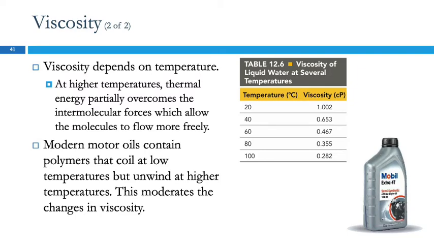So cool thing is the modern synthetic motor oils. These have polymers in them that will coil up at low temperatures, which would decrease the viscosity, and they will unwind at higher temperatures to increase the viscosity. And so you can get an appropriate viscosity range that's much larger in temperature difference than just regular natural oil. This is just showing us how, as the temperature increases, the viscosity decreases.